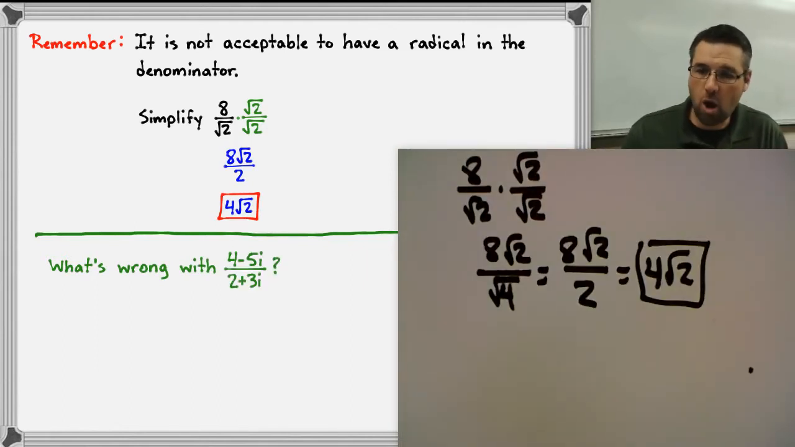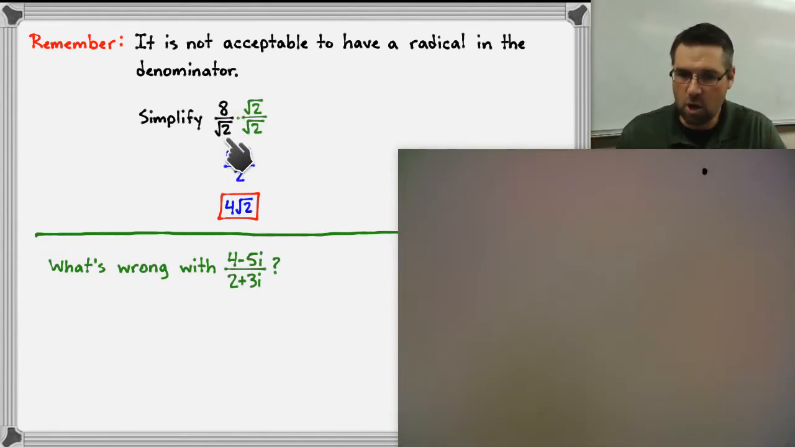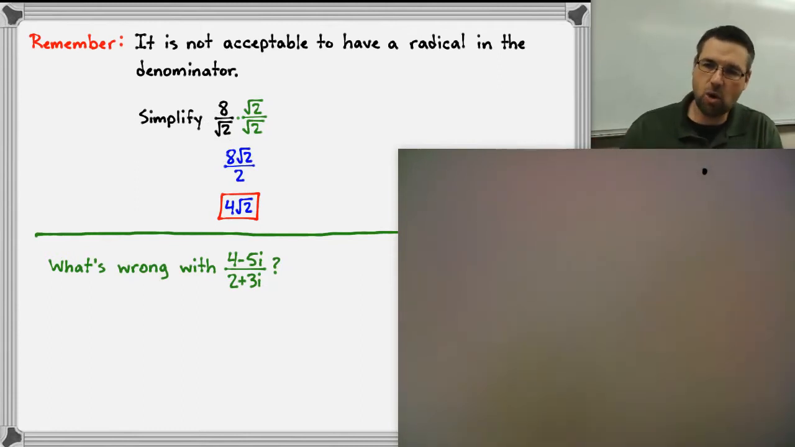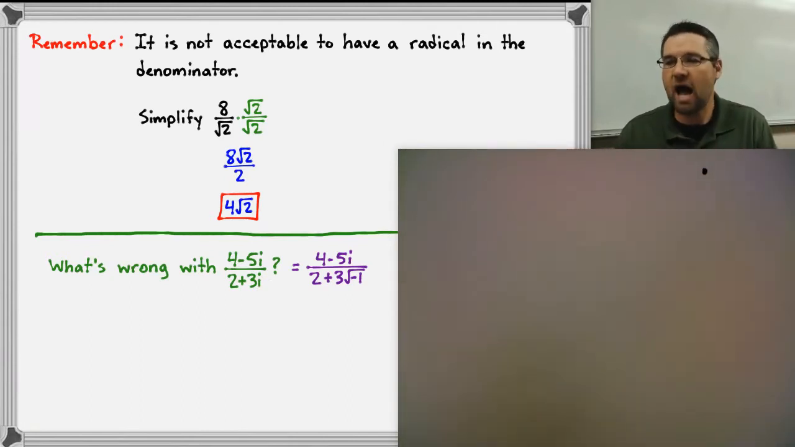Okay, what is wrong with the expression 4 minus 5i over 2 plus 3i? There's a major problem with that. And it has to do with the idea of radicals. Remember what i is. Remember, i is the square root of negative 1. So if I were to substitute the square root of negative 1 into i, I should have done it up here as well, just so you can see it, I would have ended up with a radical in the denominator, just like I have a radical here. I cannot have a radical in the denominator. That's not acceptable. So by having an i in the denominator, that's not acceptable either because i is a radical.